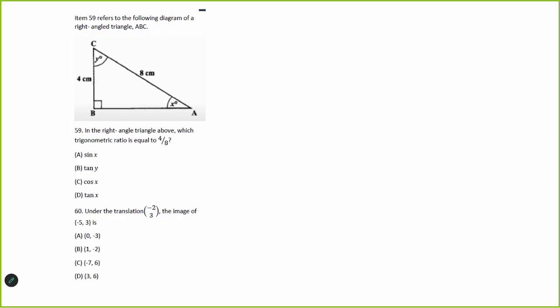Alright, this question here, 4 over 8, I believe was sine x. Yeah, sine x is opposite over hypotenuse, which is 4 over 8. Under translation negative 2, 3, the image of negative 5, 3. We did this already a moment ago. I think it was negative 7, 6. But we should know that your object plus your translation gives you your image. Your object was negative 5, 3 plus negative 2, 3 would give you an image. Negative 5 plus negative 2 is negative 7. 3 plus 3 is 6. So it's negative 7, 6.